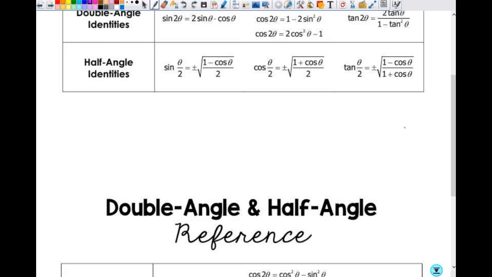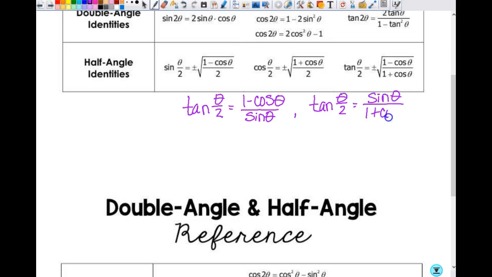And so we have tangent of theta over 2 equals 1 minus cosine theta over sine theta. And then there's also tangent of theta over 2 equals sine theta over 1 plus cosine theta. Okay, so those are just two other options to use when you substitute.